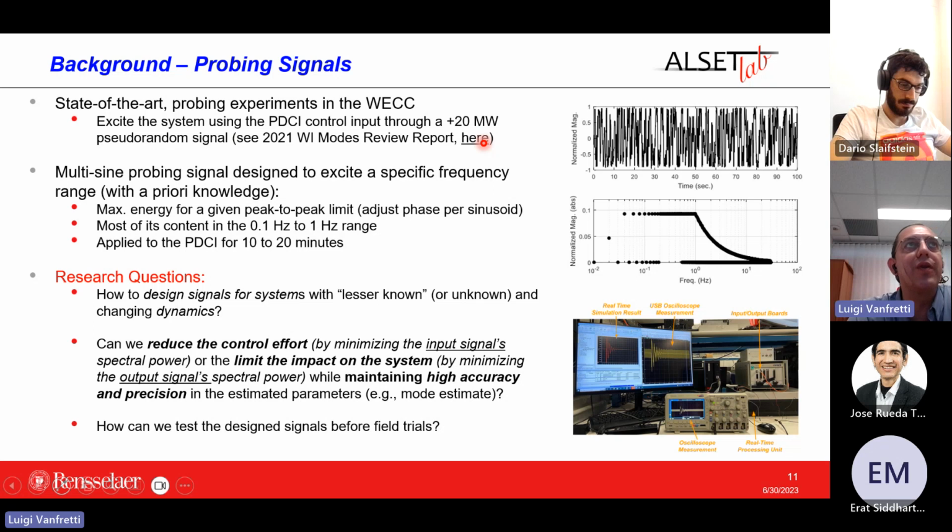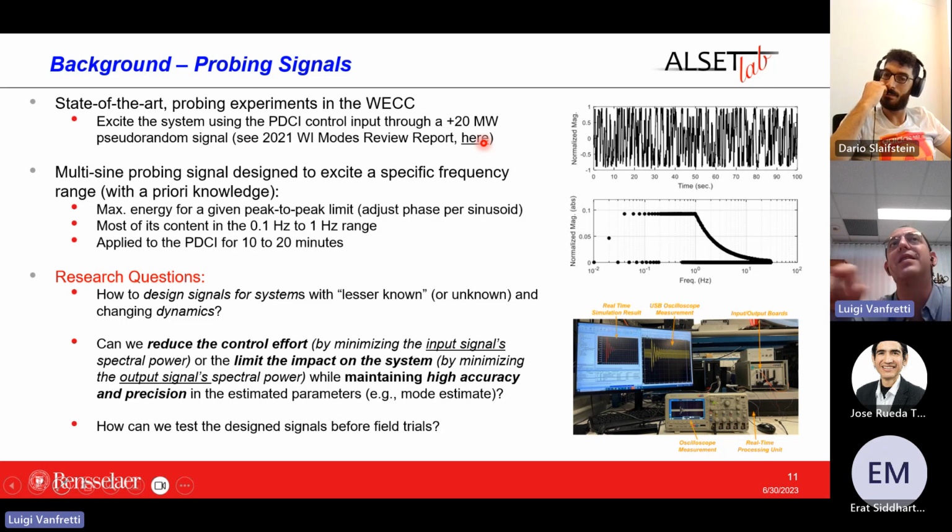The next question that we wanted to answer is, can we reduce the effort of the controller by minimizing the impulse signal's spectral power, the power inside of the spectrum, not the megawatts, okay? So that's one question. And the second one is, can we limit the impact that we give to the system? Can we make the response of the system almost unnoticeable by minimizing the output signal's spectral power, the power under the spectrum, all while maintaining high accuracy and precision in the estimated parameters?